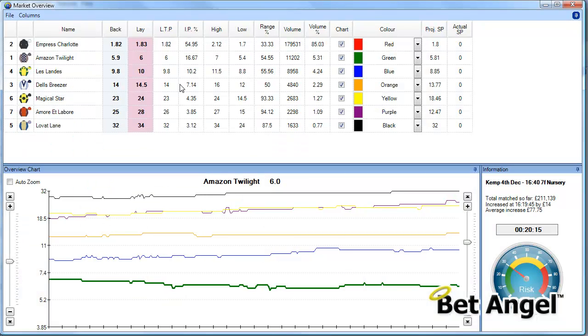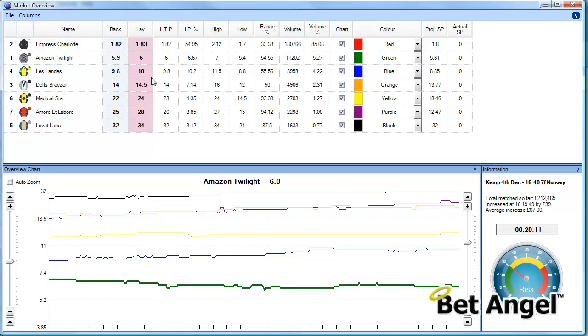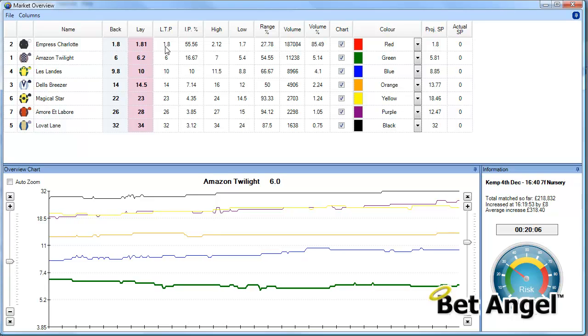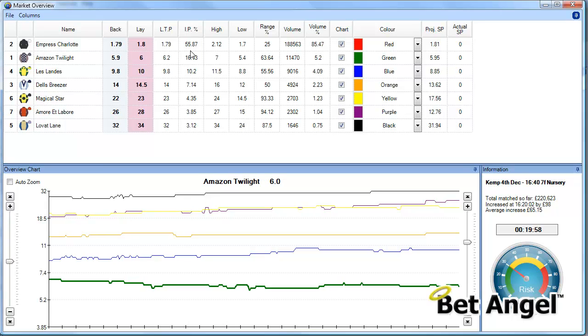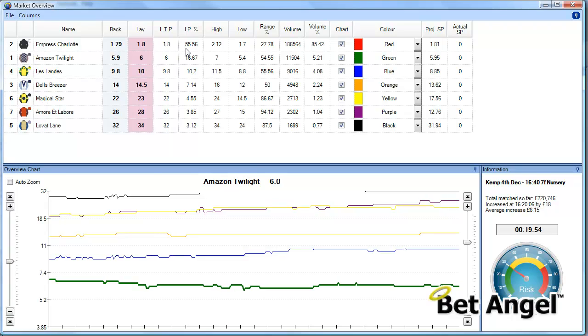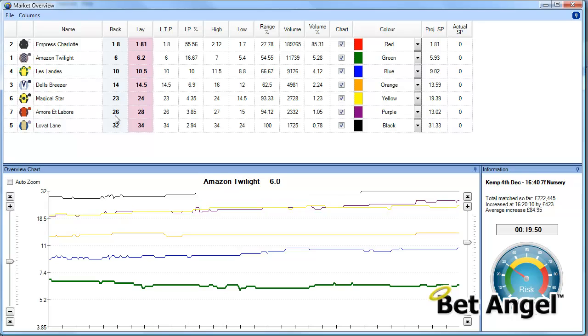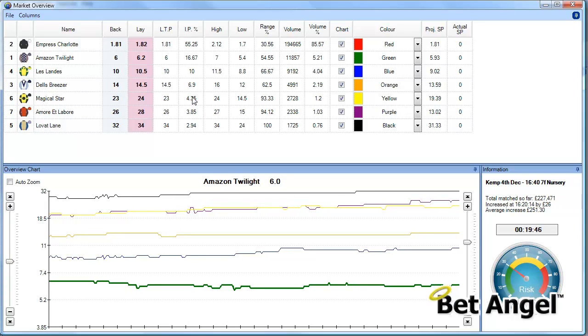is actually doing. The top level here is obviously an overview of the market. You can see here the name of the horses and the last traded price. Implied probability is basically telling you the chance that the market is discounting that this particular selection has of winning the market. So you can see here it's priced at 1.79, which represents about a 55% chance. If we go down to here, odds of 26 equals just slightly less than a 4% chance.